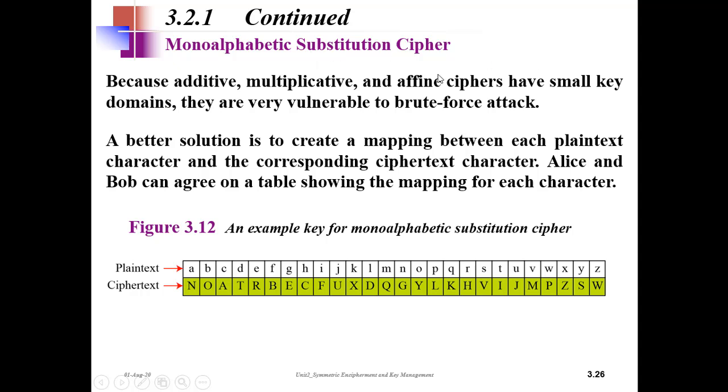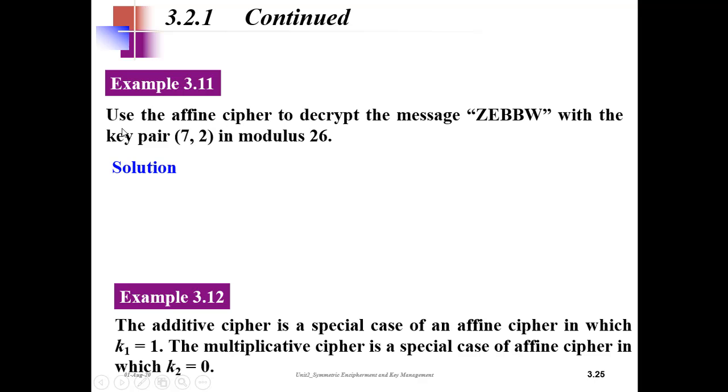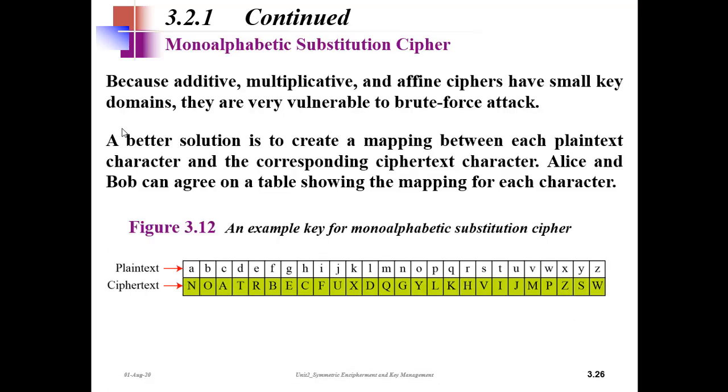Monoalphabetic substitution cipher. Additive, multiplicative and affine ciphers have small key domains, only 0 to 25, right? So they are very vulnerable to brute force attack. We can do many iterations and finally get the plain text guaranteed. So this is not very secure.